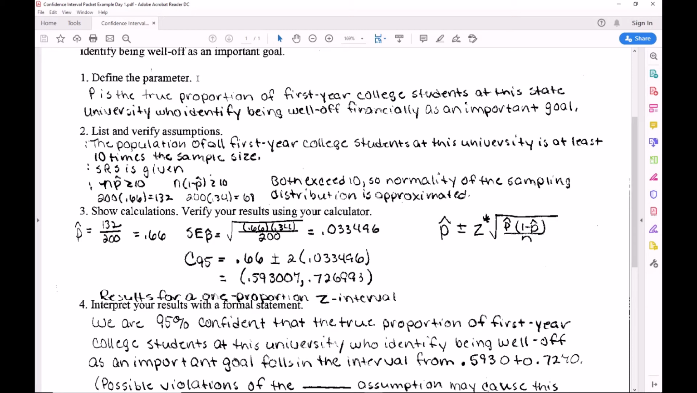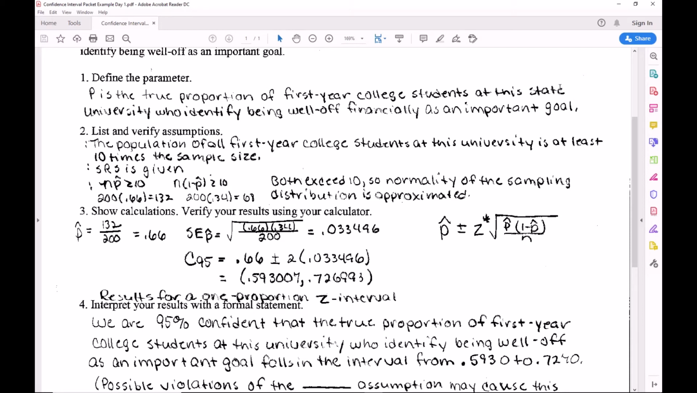All right. Define the parameter. We have to do this for all the inference, whether it's confidence intervals or tests of significance or what. So here it is. p is the true proportion of first-year college students at this state university who identify being well off financially as an important goal. I don't think you can read that and fail to figure out what I'm talking about. All right? So that's the reason that everything is there. So you're actually writing for an audience. It's not enough that you know what's going on. You're communicating to others what's going on. So pause if you need to.